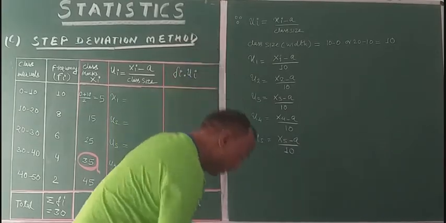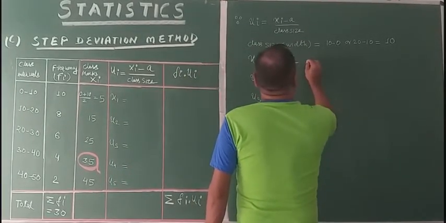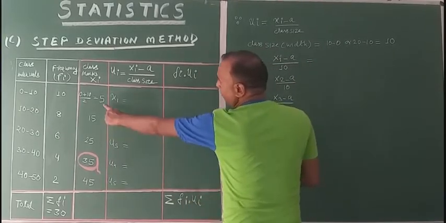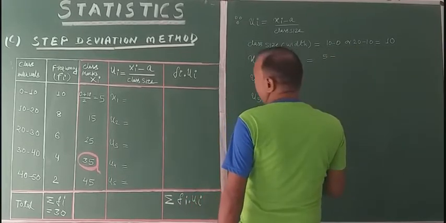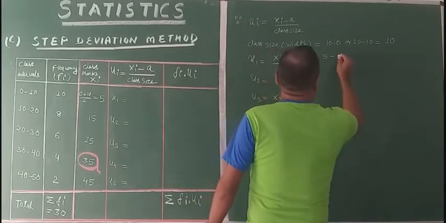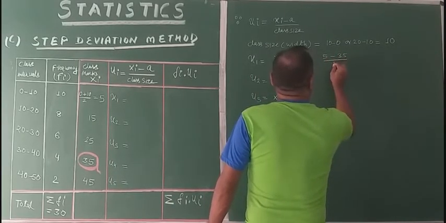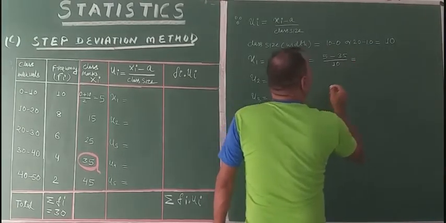So now just look here, put all the values. What is our x1? Just see the class marks, this one, 5, minus a is 35, so 5 minus 35 divided by class size. How much is 5 minus 35?